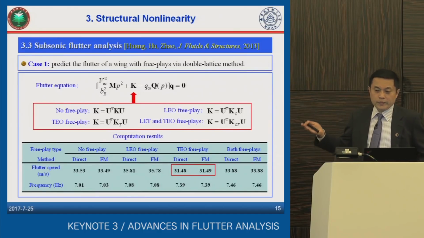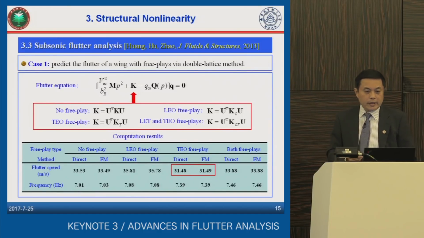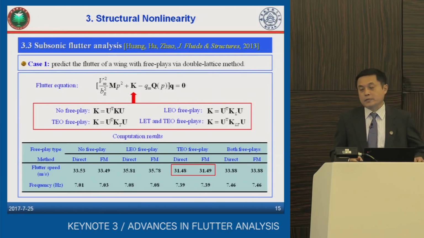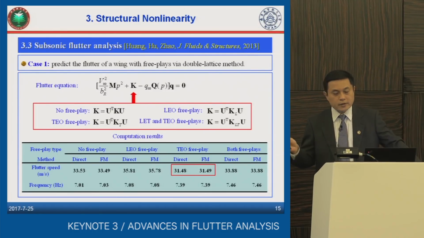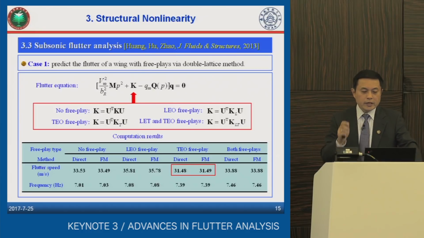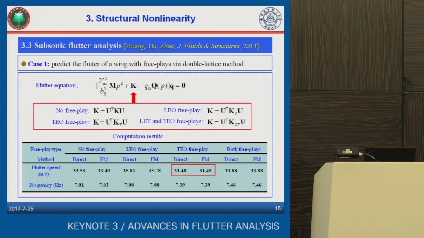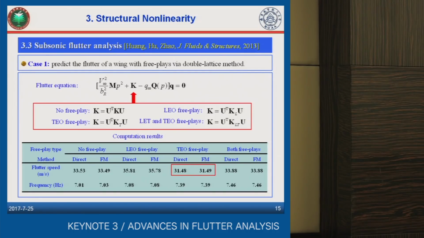Let me show you the performance. And here we do some subsonic flutter analysis because the transonic flutter analysis looks the same. The first case study is to predict the flutter of a wing with free plays through the doublet lattice approach. Actually, we have 4 subcases. The first is no free play at all.